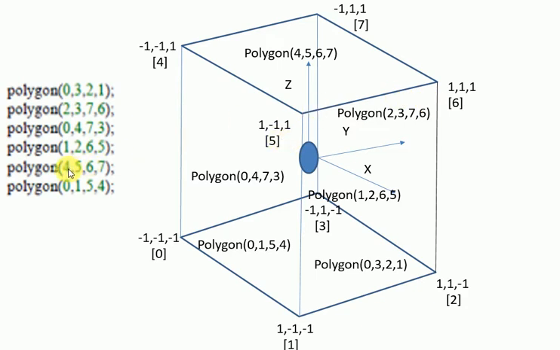Next polygon is 4, 5, 6 and 7. Next polygon is 0, 1, 5, 4.